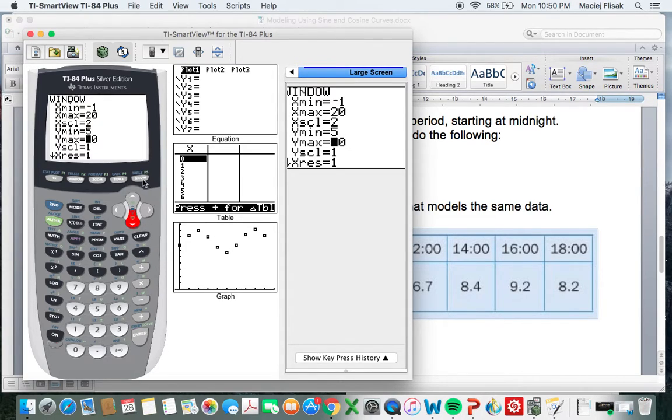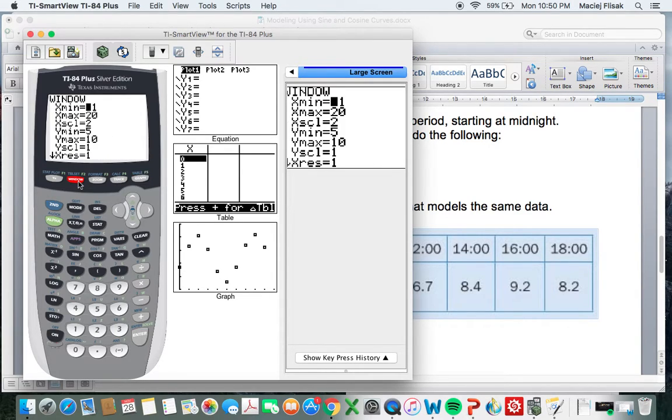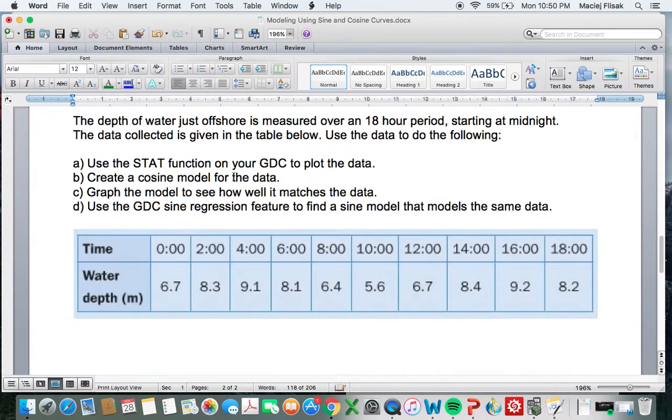Okay, graph. Alright, there's all my data for the tides. It goes up and down, up and down. Alright, that's good. Let's see, window, something doesn't look right there. X min, okay, no, it's fine. Okay, so there it is. Now we're going to have to find a cosine function to match that. I plotted the data, so I've done the first step.